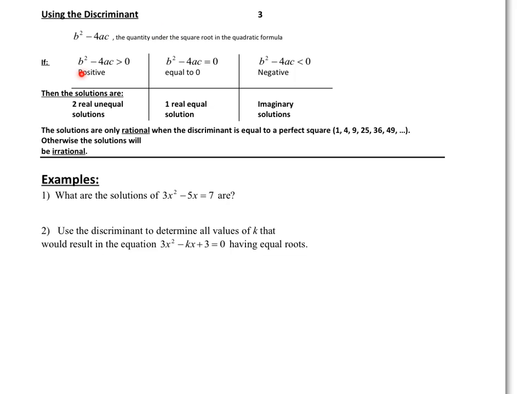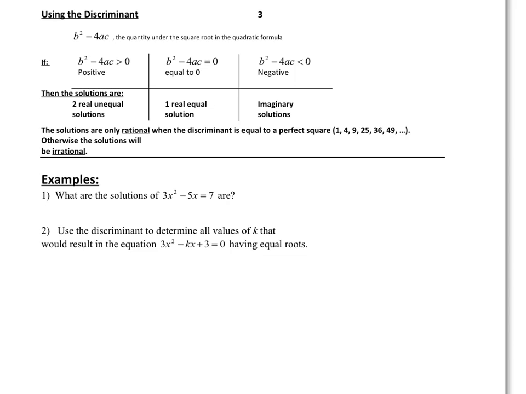But if the discriminant is positive, that means it would be greater than 0. It would give you two real unequal solutions. So that means you'd have x equals 4 and x equals negative 2. For example, if the discriminant is equal to 0, that means you'd have one real solution, which really is two real solutions, but it's the same value. You'd get x equals 2 and x equals 2. So really you just have one real solution.